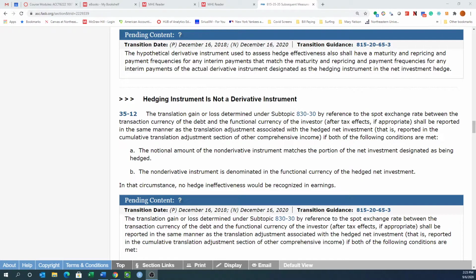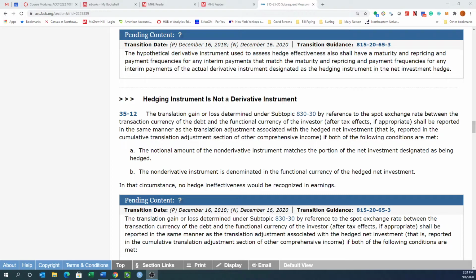Well, it says you can use it and it can go through OCI, but the notional amount of the non-derivative instrument matches the portion of the net investment designated as being hedged. So you can't over-hedge this thing. So if my net investment in the foreign subsidiary was €1 million, then the maximum I could designate as being hedged is €1 million. I don't have to hedge 100% of it. I could just hedge a portion of it.